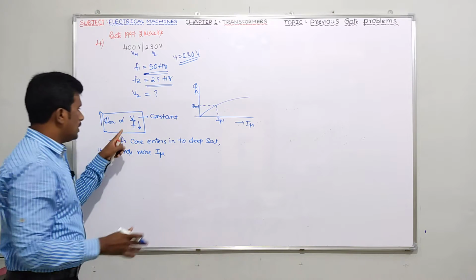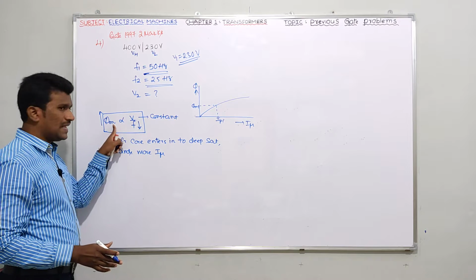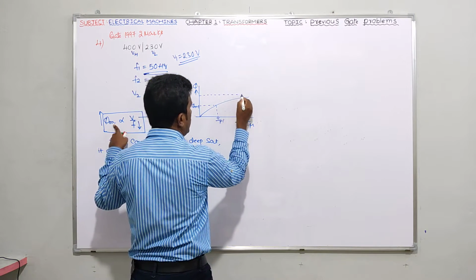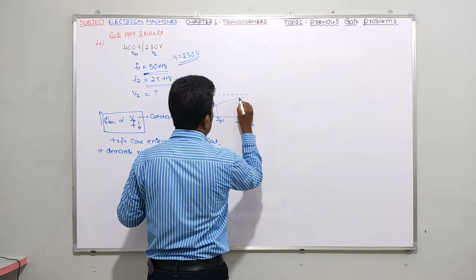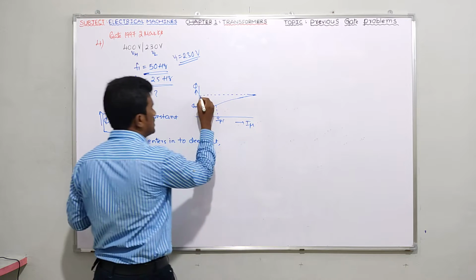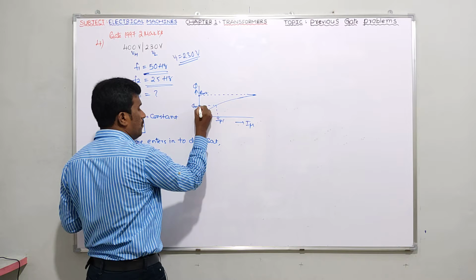Now what is he doing here? He is maintaining voltage constant. He is reducing frequency alone, because of which the flux increases. Flux increase means it will enter into the transformer core, and the transformer core will enter into deep saturation like this. Suppose, for example, phi m2 is more than phi m1.